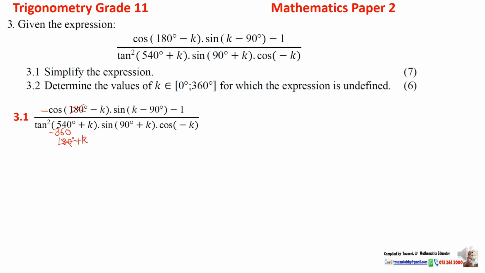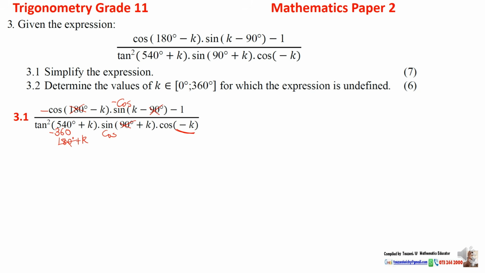Co-functions, that's 90 degrees. The 90 degrees falls away, then sine changes into cos. So this one is the 90 degrees falls away, sine changes into cos. With this sine k minus 90, I must be careful because it changes the quadrant. So the cos is a negative cos k. That is my expression. Then negative angles.